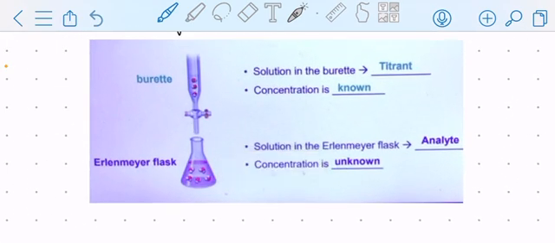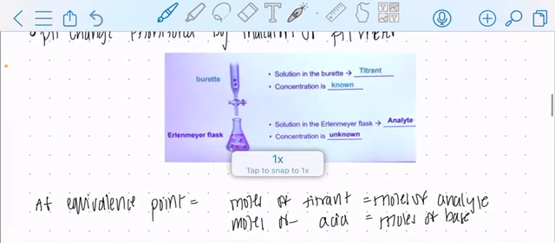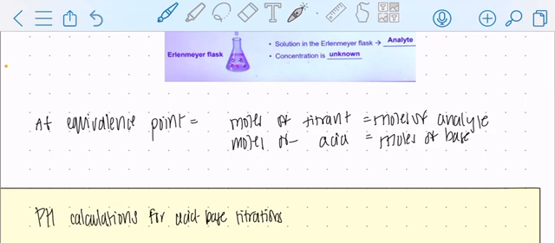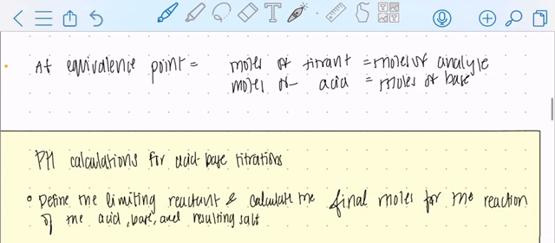In the Erlenmeyer flask, we have something with an unknown concentration. It is called the analyte, something we are looking to analyze. A burette has the titrant, where the concentration of it is known. At the equivalence point, the moles of titrant is equal to the moles of analyte, and the moles of acid is equal to the moles of base.